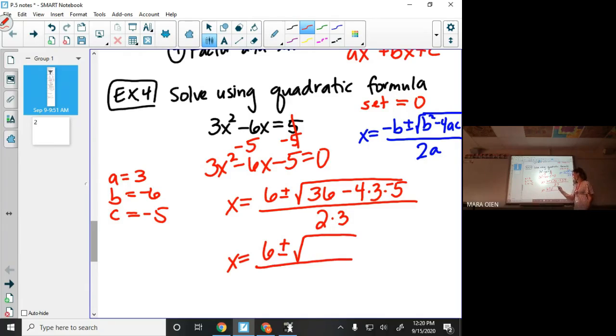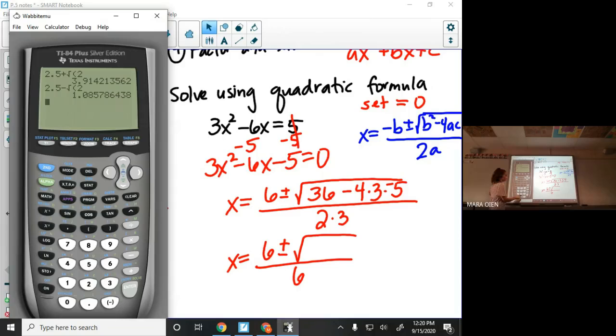I'll get to that square in just a second here. 2 times 3 is 6. So I know this much so far. And then I'm going to go to my calculator and type in 36 minus 4 times 3 times negative 5. I can type everything that was under that square root. I didn't type the square root, but I typed everything else. And I get 96.